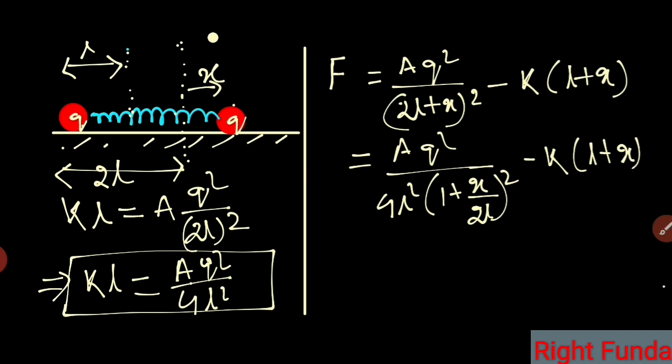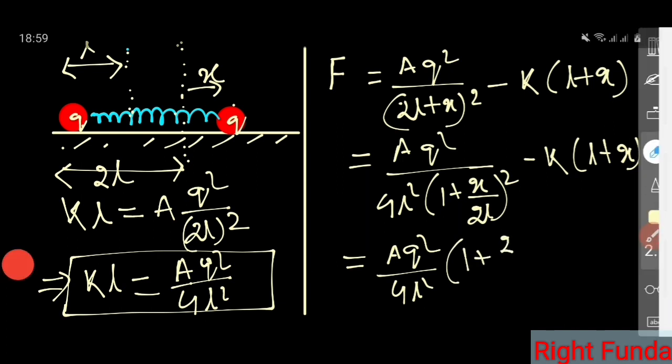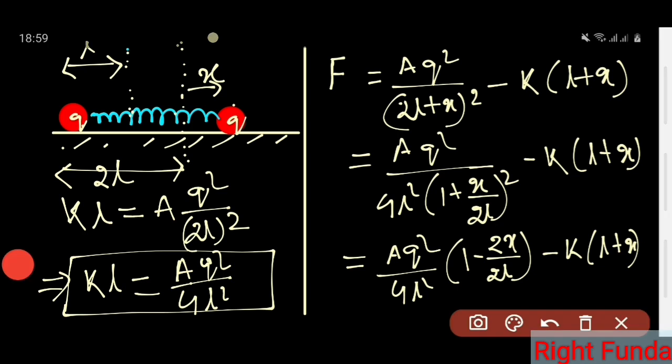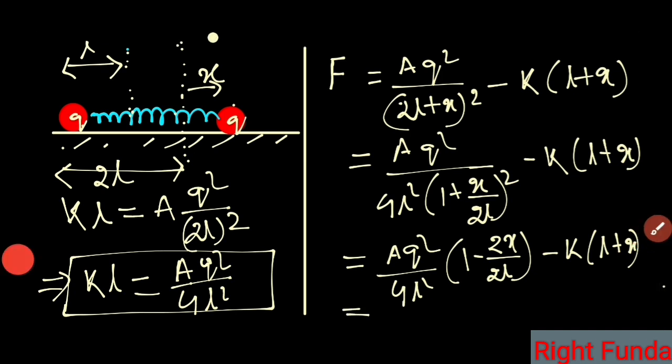So I can do the binomial expansion, and I can write this equal to A q square by 4l square into 1 minus 2x by 2l, minus k into l plus x. But this quantity, A q square by 4l square, we know is nothing but kl. So in place of this I can write kl into 1 minus x by l, minus k into l plus x.